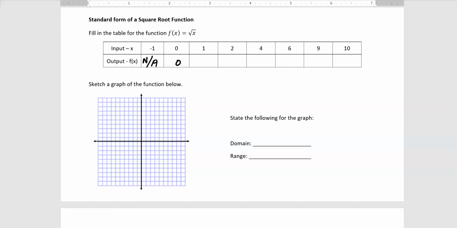Square root of 0 is 0. The square root of 1 is 1. The square root of 2, oh goodness, is about 1.41, I believe. The square root of 4 is, of course, 2. The square root of 6 is about 2.45. The square root of 9 is 3, and the square root of 10 is about 3.16. So let's plot these points that lend themselves easily.